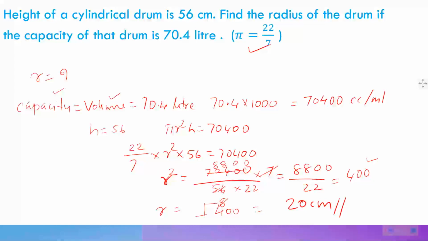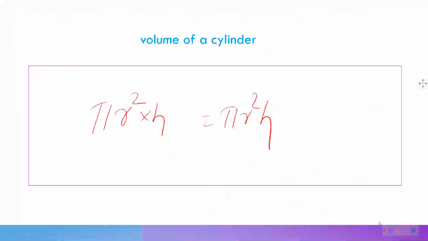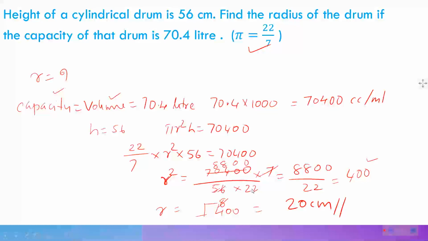I was about to make a mistake. R square is 400 and R is equal to 20 centimeter. You got the radius of the cylindrical drum without seeing the drum, but by applying the concept of mathematics, my dear students. So pi r square h is the formula to find this out.